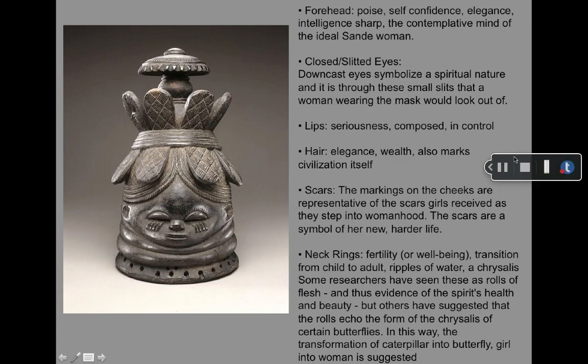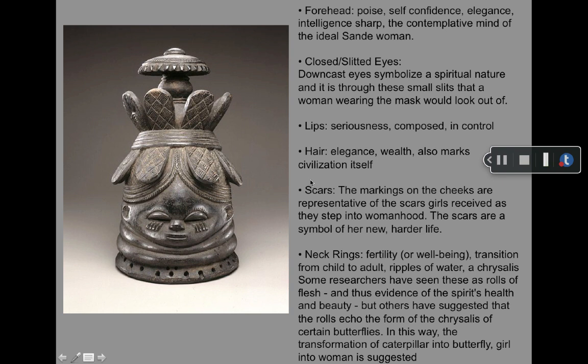And there's an iconography associated with this as well. So if you look here, we've got a large forehead. We've got poise, self-confidence, elegance, intellect, a contemplative mind. These are all the ideals of a Sande woman. All can be associated with that large forehead. Closed, slitted eyes. These are downcast eyes symbolizing a spiritual nature, and it is through these small slit eyes that women wearing the mask would look out. So you can imagine if you were wearing this, you'd be able to see out right here.